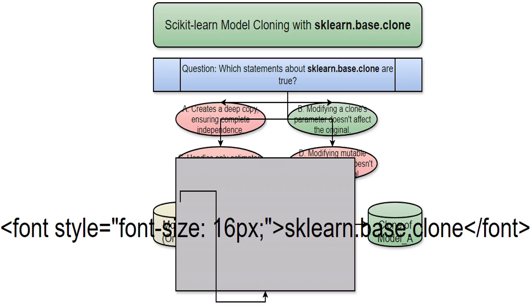This line refers to the function from the scikit-learn library that's central to the quiz. It's the tool we use to make copies of machine learning models. Think of it like a photocopier, but for models. Let's explore how well this photocopier makes copies.